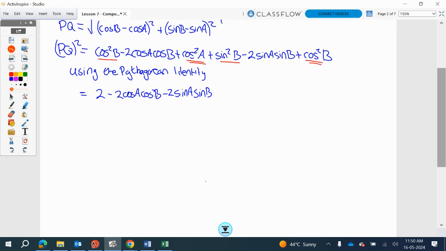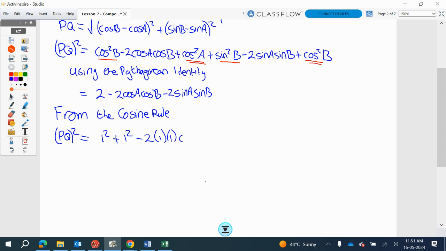Next, I want to use the cosine rule. So I'm starting a new equation. So I should tell the reader I'm starting a new equation. So using the, from, this is built from the cosine rule. I can say that PQ squared is equal to 1 squared plus 1 squared minus 2 times 1 times 1 times the cosine.